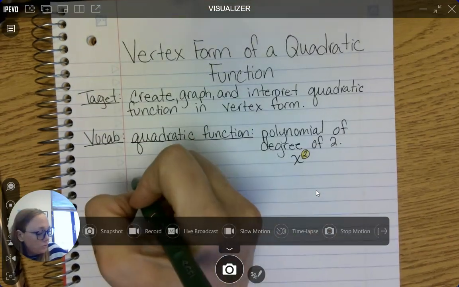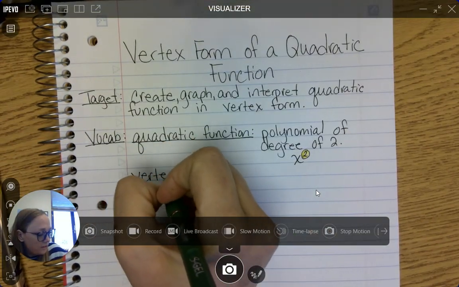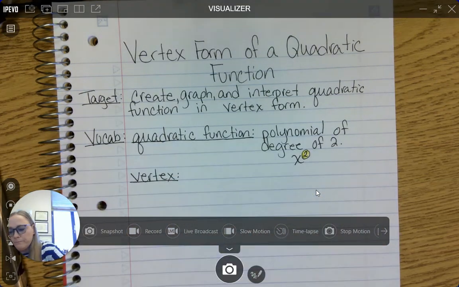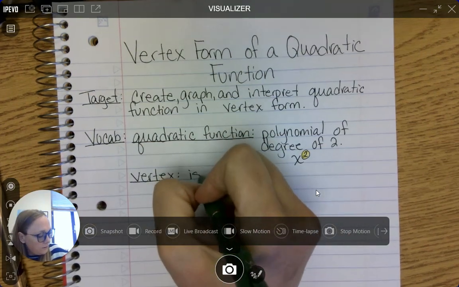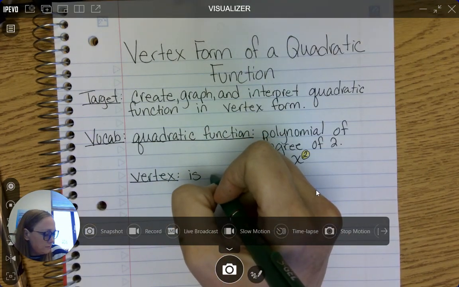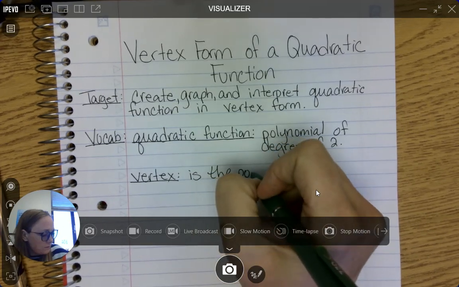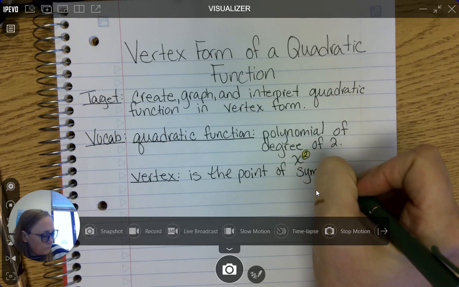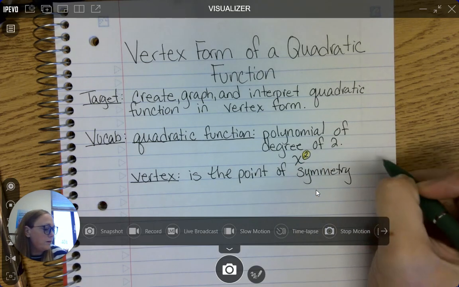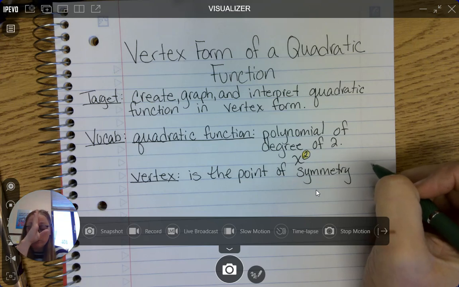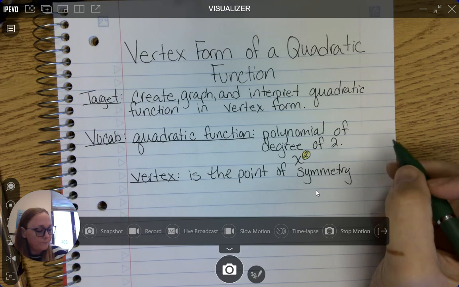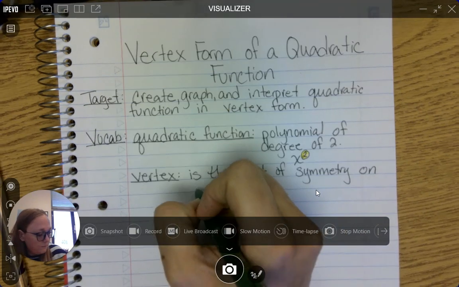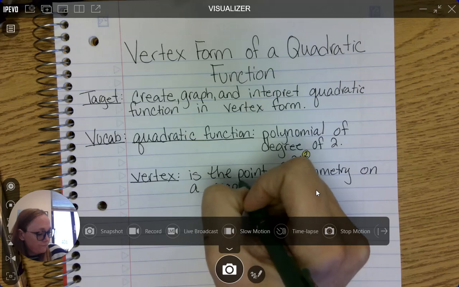Also, we need to review vertex. What is the vertex of our graph? It's the point of symmetry. Remember, symmetry is where we have things that are cut in half. We want our face to be as symmetrical as we can, right? But this time on a graph.